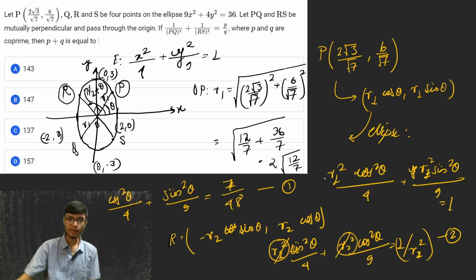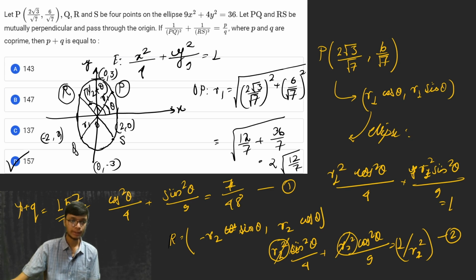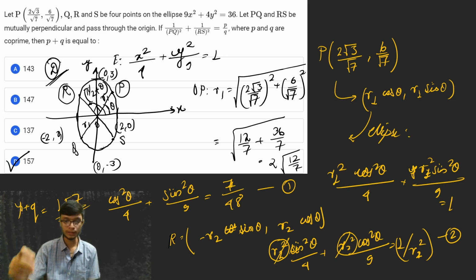Now I have to find the sum of the values P plus Q. So P plus Q is equal to 144 plus 13, which is basically 157. I hope you are able to see this, and with this the answer to this particular problem is Option number D. I hope you have done this on your own and got this particular answer.